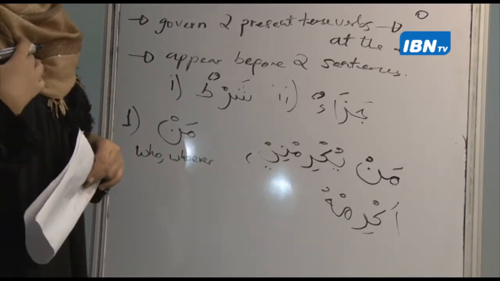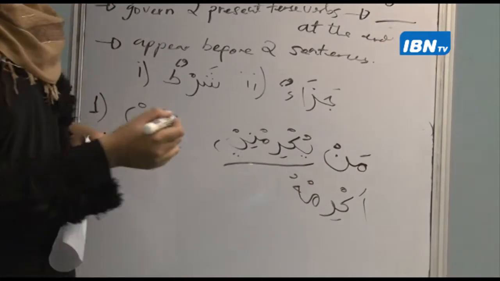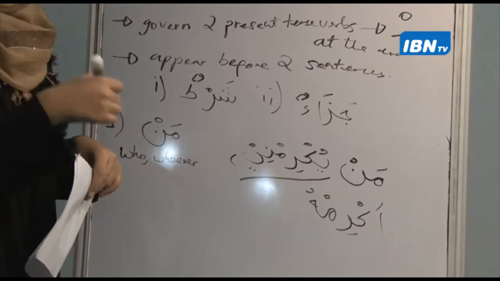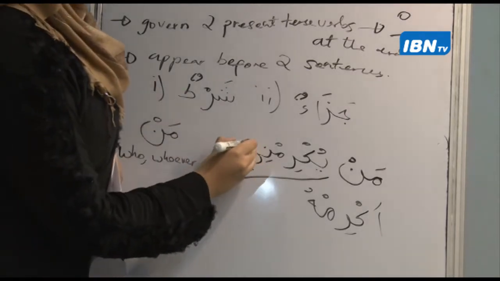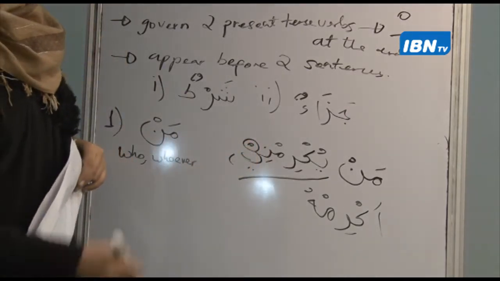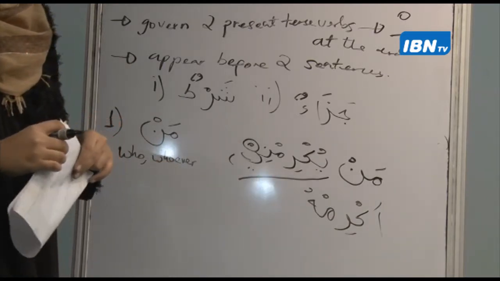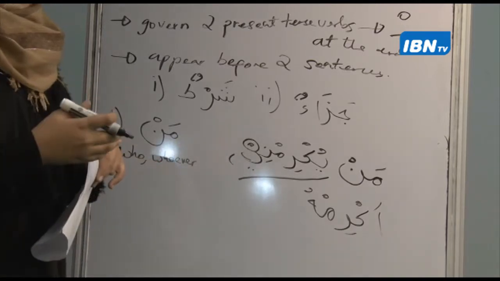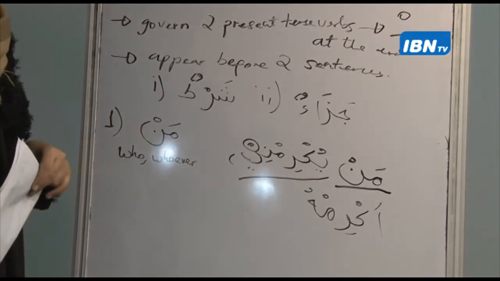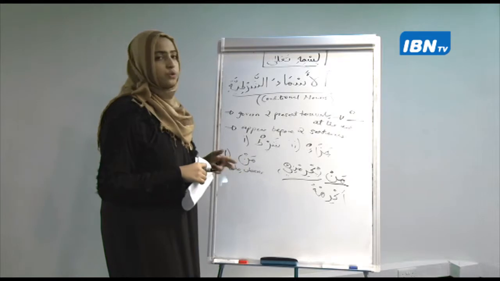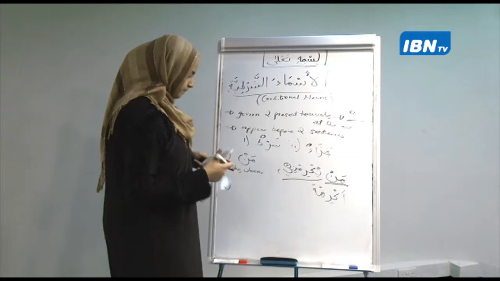Man yukrimni akrimhu. So what is the verb of the sentence? The verb is yukrimni. And what is the effect on this verb? The effect on this verb is that the last letter has carried a sukoon on top, right? Why has it carried a sukoon on top? Because it has been preceded by asma'u shartiya. What is the asma'u shartiya? Man. Okay, so whoever treats me hospitably, I will treat him hospitably. Again, you notice the present tense has been converted itself into future.